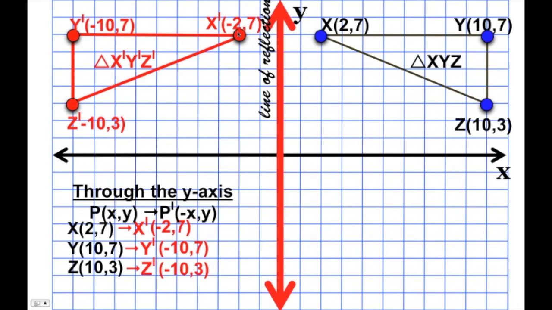Again, remember what we said before when we reflected. Our line of reflection: our X is 2 spaces away. Our X prime is 2 spaces away. Our Y is 10 spaces away. Our Y prime is 10 spaces away. And the same can be said for our Z-coordinates as well.